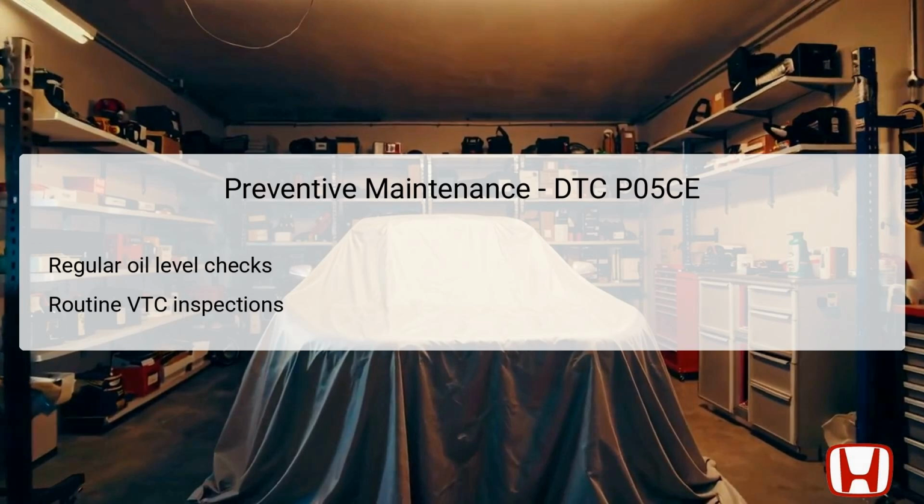These inspections may include checking for debris or clogs in the oil passages and ensuring the VTC solenoids are operating correctly. Engaging in this preventive maintenance not only prolongs the life of the VTC system, but also ensures consistent engine performance and efficiency. Drivers should keep an eye out for any warning lights indicating issues with oil pressure or the VTC system.